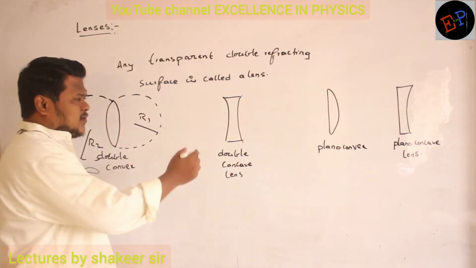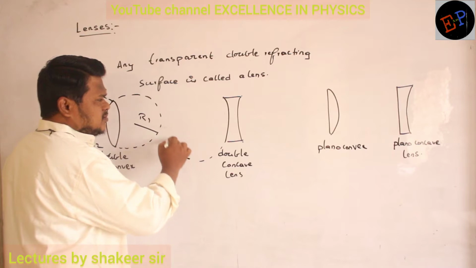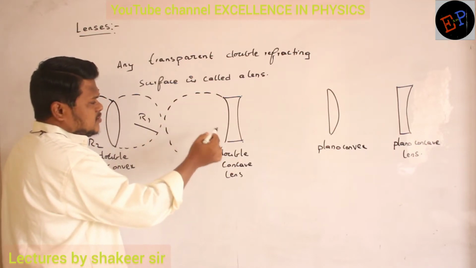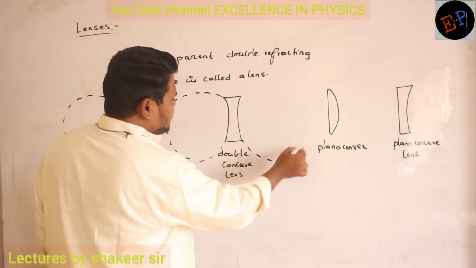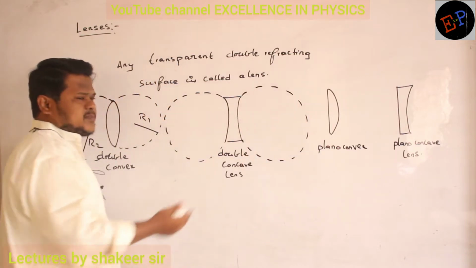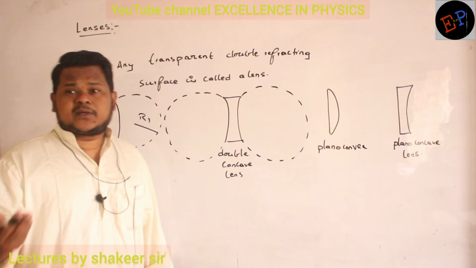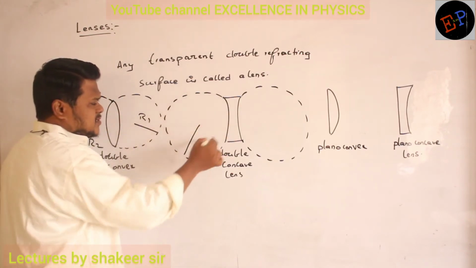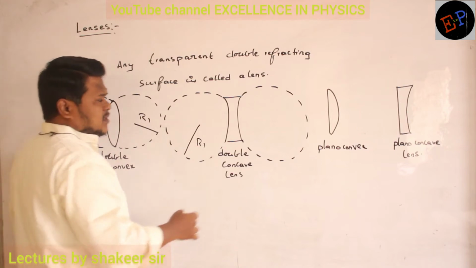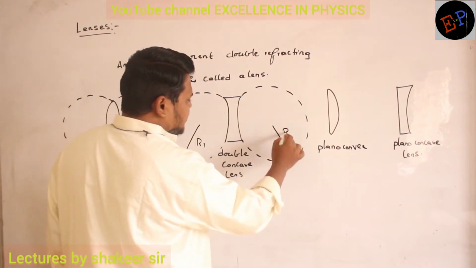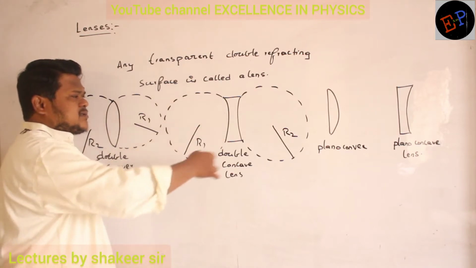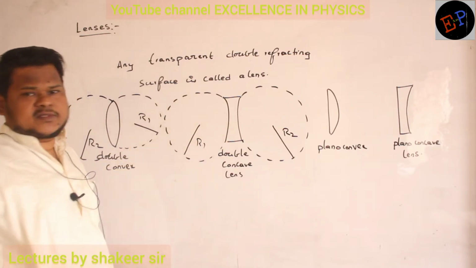Okay. Now what about this one? This one should also be made of one sphere on this side. Similarly this side also should have been made from another sphere. Here also the radius of curvature may be equal, may not be equal. Clear? So radius of curvature of the first surface I can call R1, and radius of curvature of the second surface I can call R2. Radius of curvature means nothing but the radius of the sphere from which this lens is made.